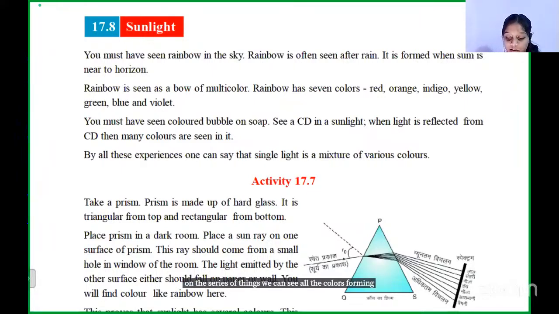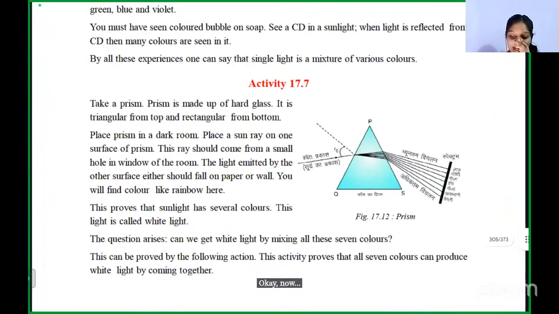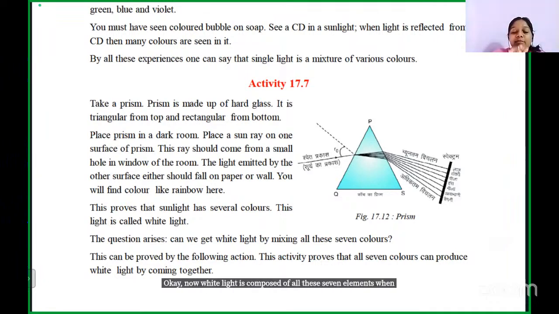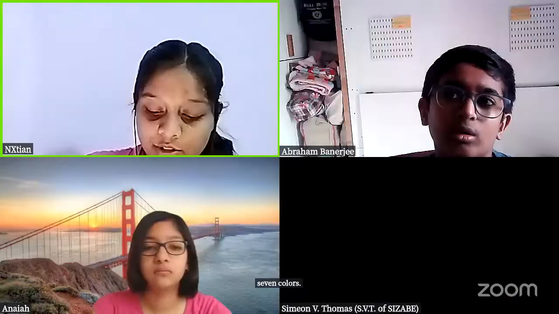Okay. Now, basically what happens is that white light is composed of all these 7 colors. When it disperses, we can see all of those 7 colors. One diagram I'll show you.